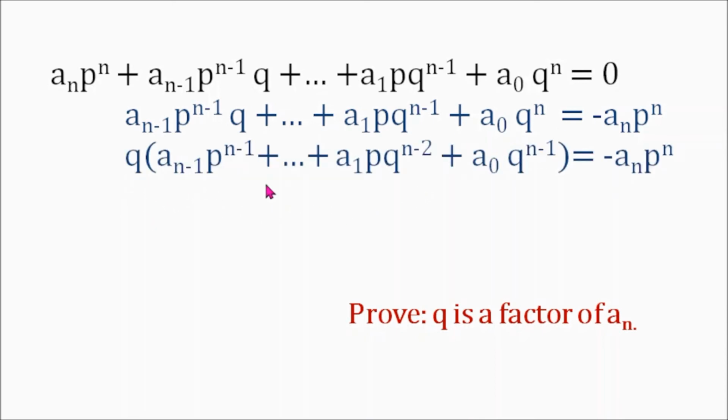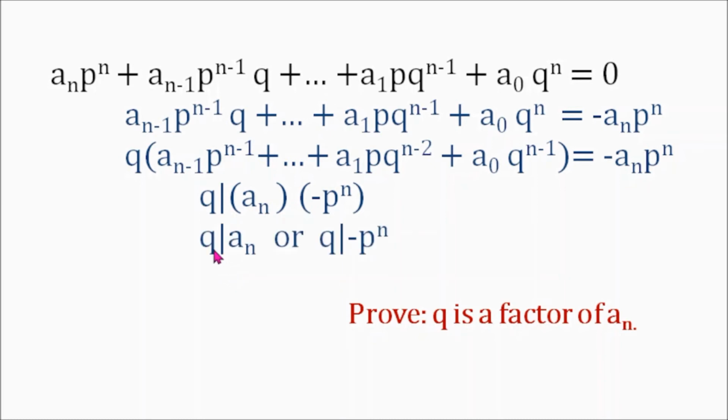Now since q is a factor on the left hand side of the equation, we can also say that q is a factor of the right hand side of the equation. So we can write q divides a sub n times negative p to the power of n. By Euclid's lemma, we can now show that q divides a sub n, or q divides negative p to the power of n. So we have proven the second part.